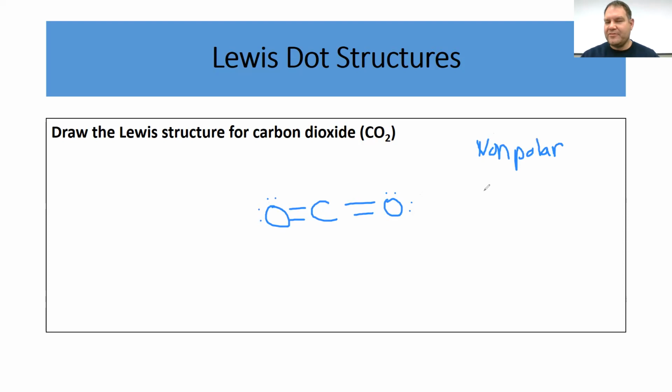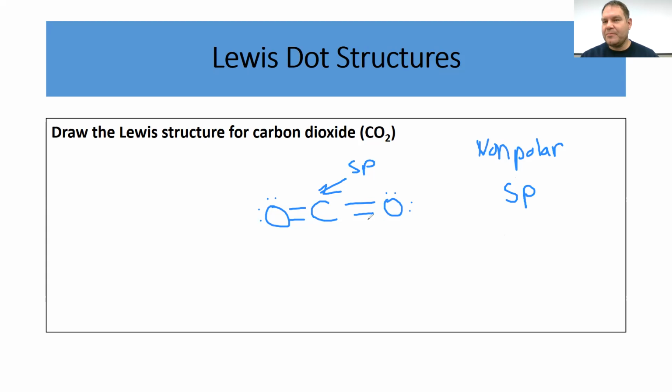All right, now what about the hybridization? Well, let's use our trick. So we have 2 domains around the central atom, which is carbon. All right, so we're going to go sp. So the hybridization is sp. So we can assume that that central carbon has sp hybridization orbitals that are going to be formed. Okay, so how many pi and sigma bonds are there?